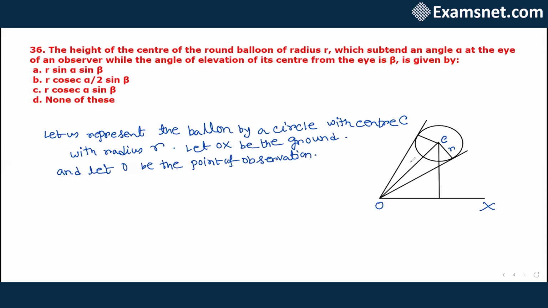Point of observation. Now from O, I have already drawn two tangents, OA and OB. We already know that from an external point, we can draw a maximum of two tangents to a circle. So here OA and OB are both tangents, which means they are equal in length.